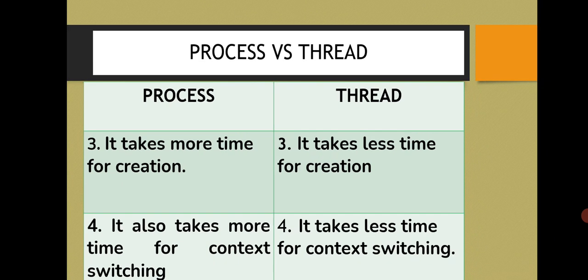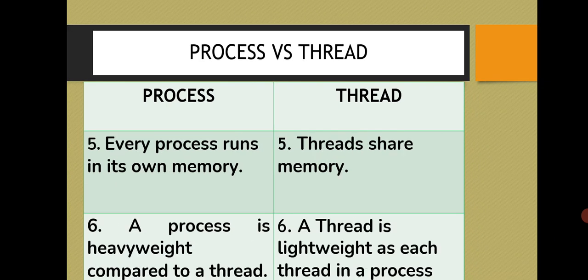Next difference is every process runs in its own memory, but thread shares memory. Next difference is a process is heavyweight as compared to thread. This is the most important difference of process and thread, that process is heavyweight, but thread is lightweight as compared to process.